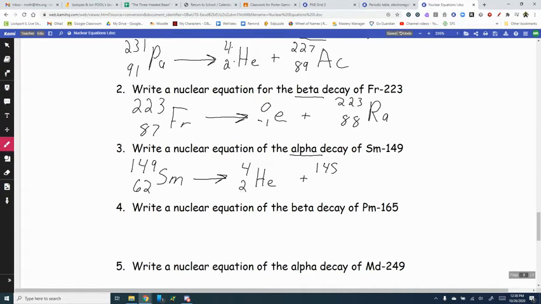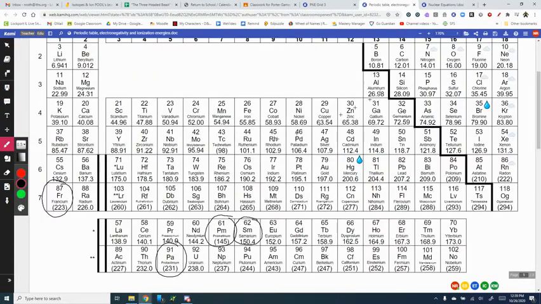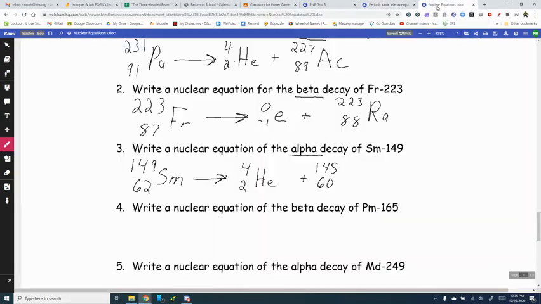62 minus 2 is 60. We check and see what element that is. That's Nd, neodymium. And there we go. That's it for the alpha decay.